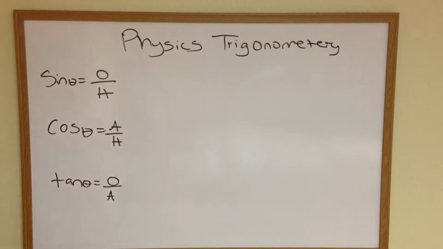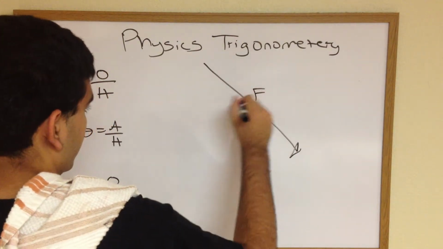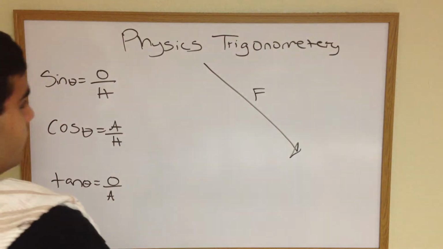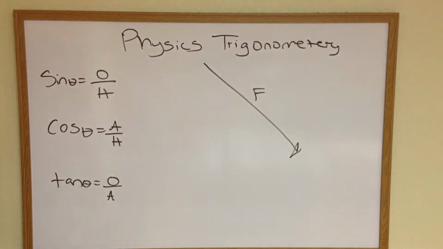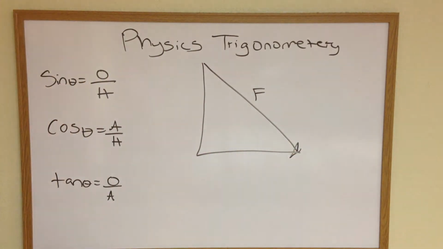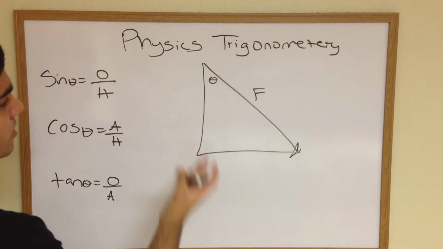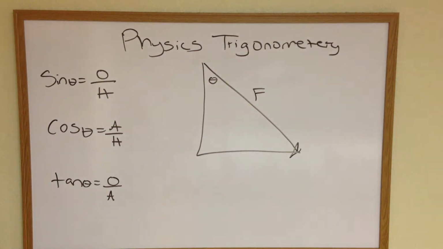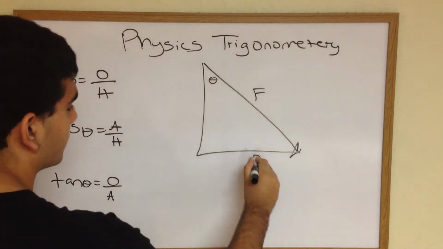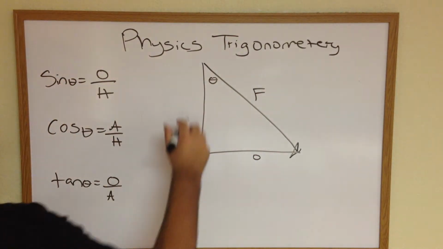Let's say some force is being applied at some certain angle. First thing we want to do is resolve our x and y components. So let's go ahead and do that. It's being applied at this angle up here. So we know the side opposite to our angle is our opposite side, and the side touching the angle is our adjacent.